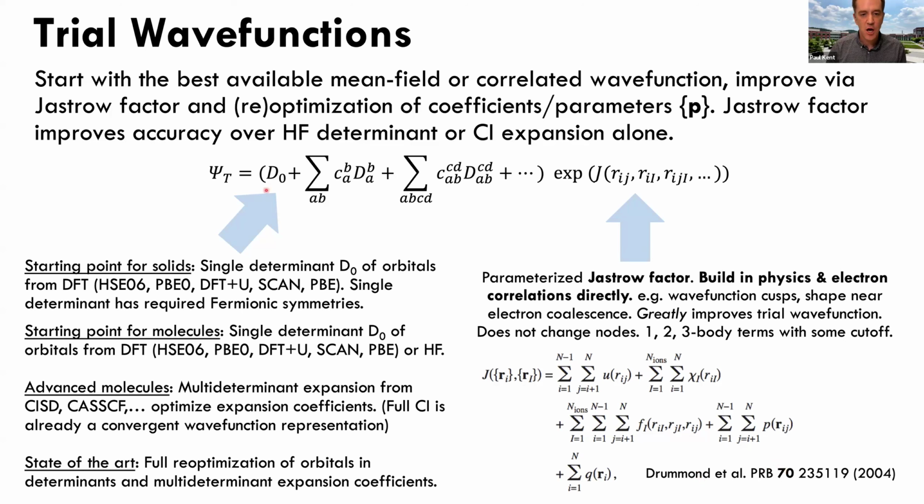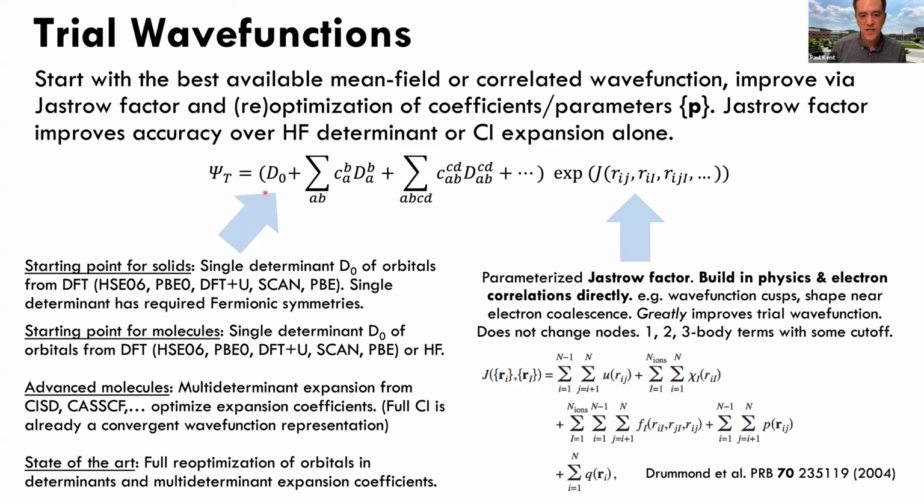Now, what about this determinantal part, where the fermionic nature is enforced? Well, the starting point that we're going to recommend for everybody, and is used widely in research calculations, is just a single determinant of orbitals from the best density functional calculation that we can do. So perhaps a hybrid calculation or a DFT plus U scan. That has the right fermionic symmetries and turns out to work very well. Or alternatively, we could do the best quantum chemical calculation that we can do. And that gets us a starting point.